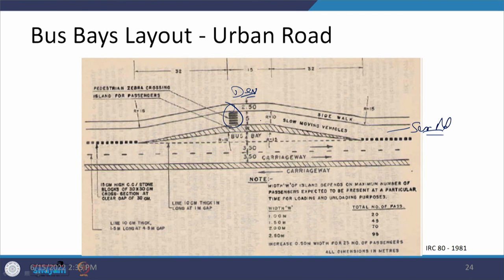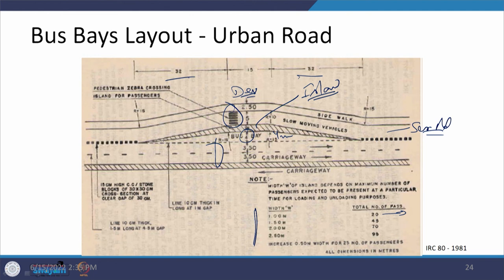and this island width is going to be dependent on the passengers who are there. So it is minimum 1 meter for the minimum of 20 passengers, but for each increase of 25 passengers it is increased by 0.5 meters. So, being also given here, and then this can be 4 meters wide here. We can see that this is again a symmetrical condition, 30 to 32 meters on either side, and a 7 meter main carriageway is being provided.